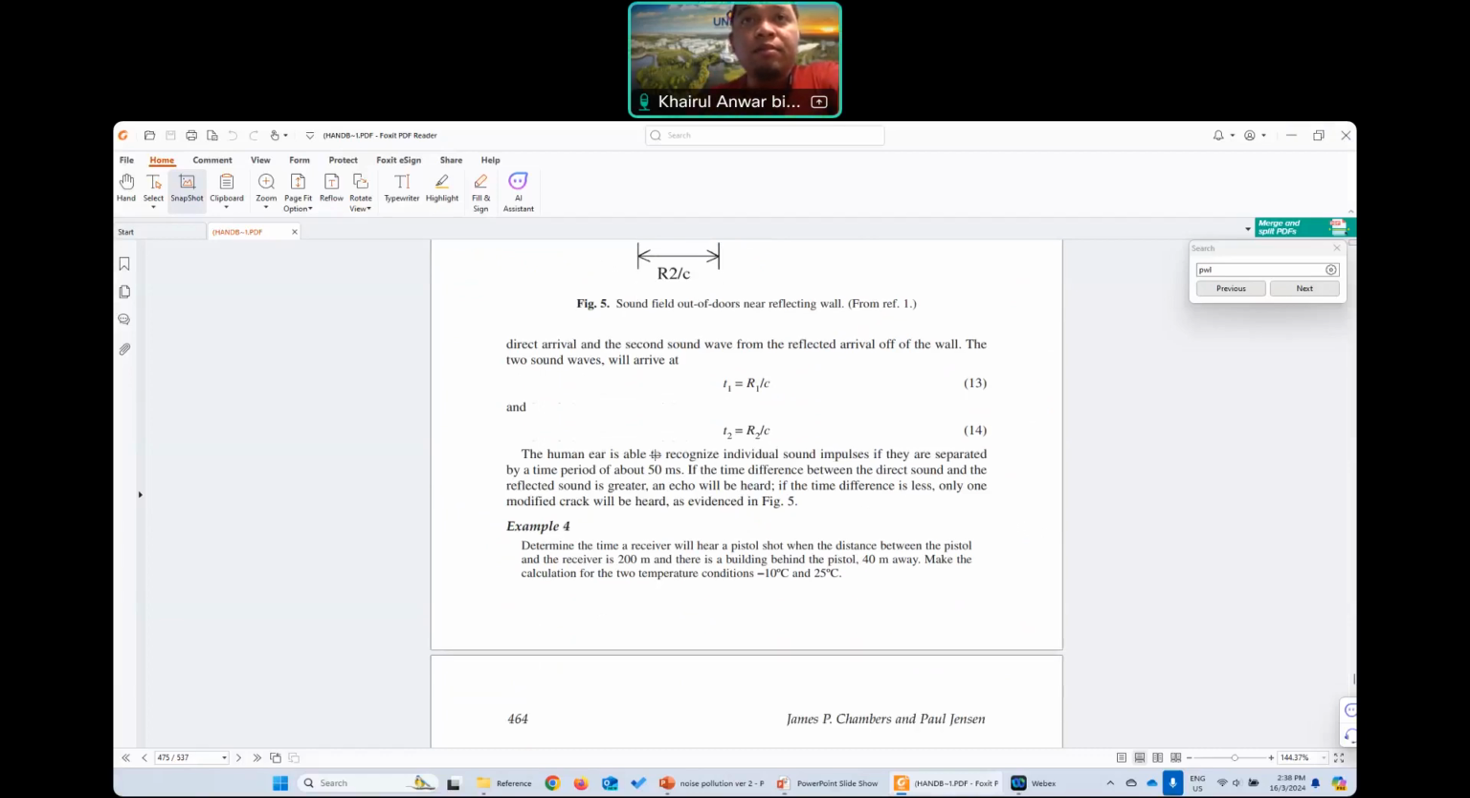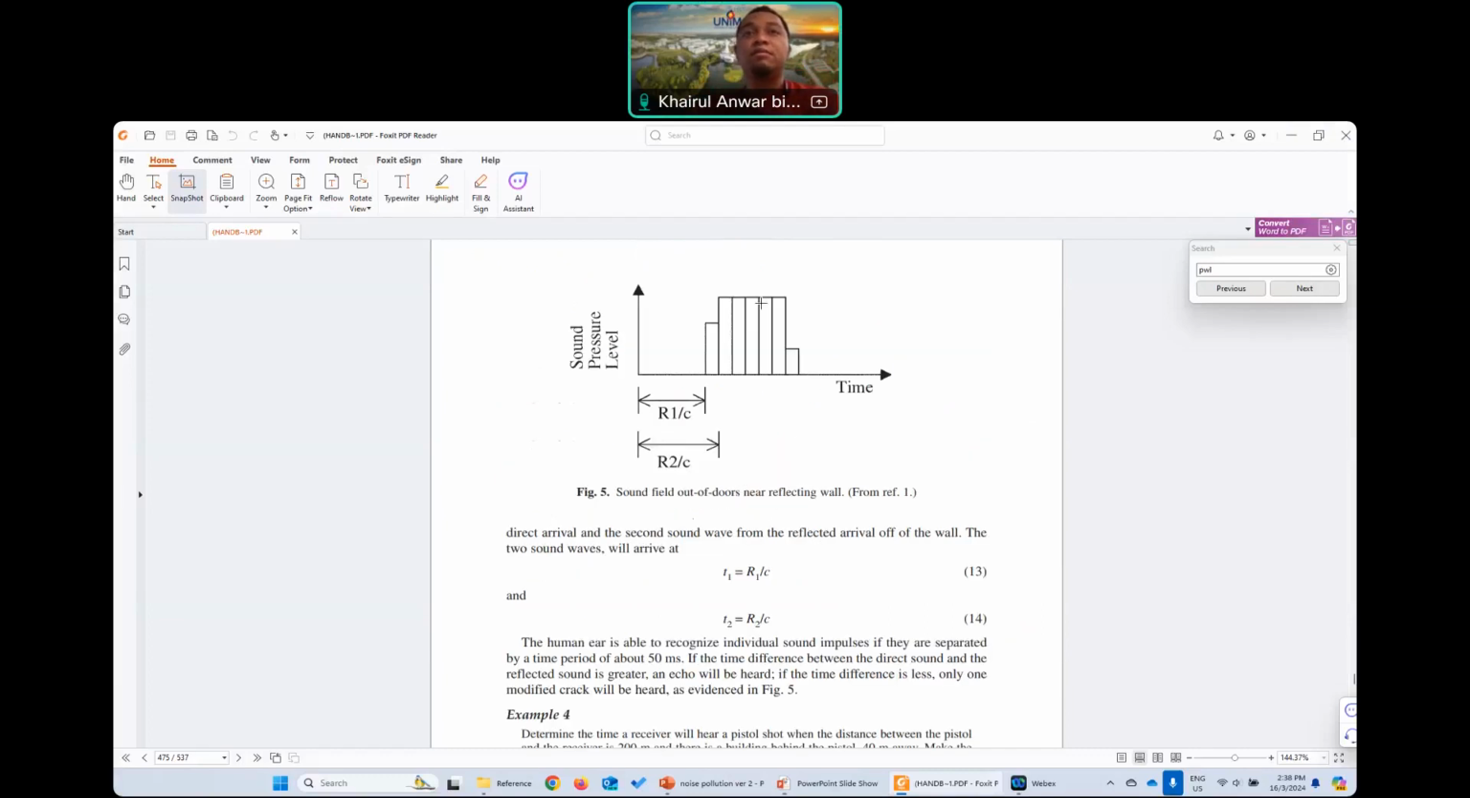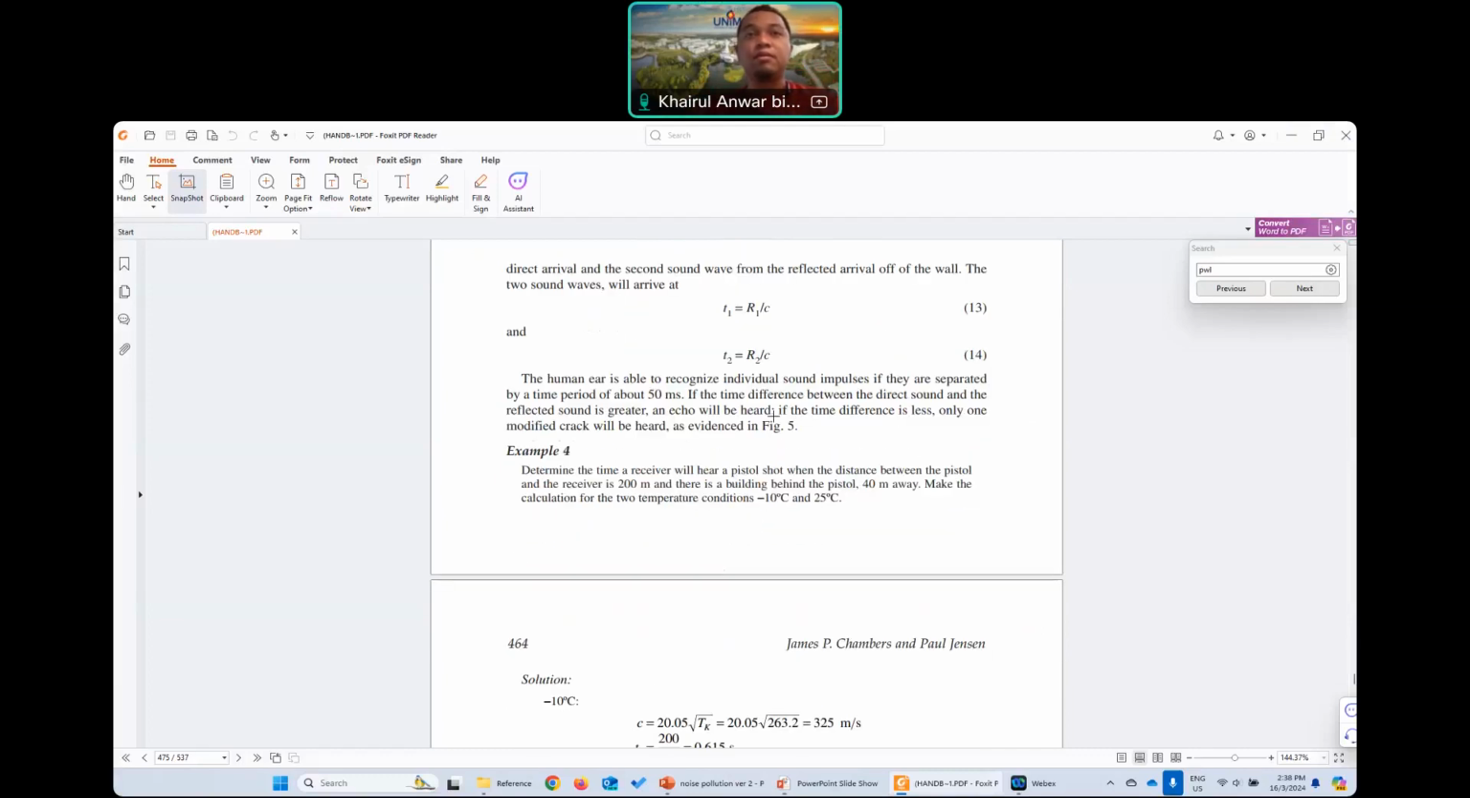The human ear is able to recognize individual sound waves if they are separated by a time period of about 50 milliseconds. If the time difference between the direct sound and the reflected sound is greater, an echo will be heard. If the time difference is less, the sound will be modified, as evident in figure 5.